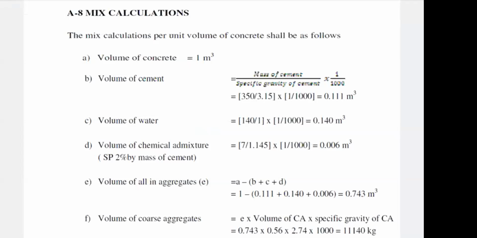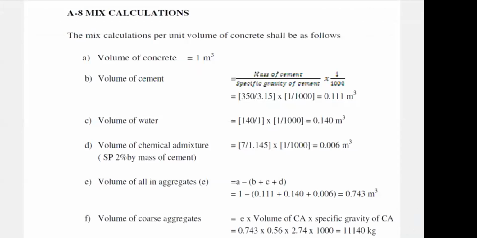Now the volume of cement content has the formula: mass of cement divided by specific gravity of cement into 1 upon 1000. What is your mass of cement content? 350. That we already know. 350 divided by specific gravity of cement, 3.15, into 1 by 1000. That will give you the volume of cement content: 0.111 m cube.